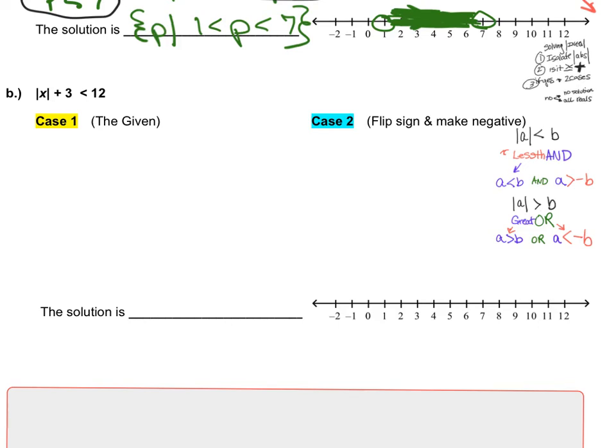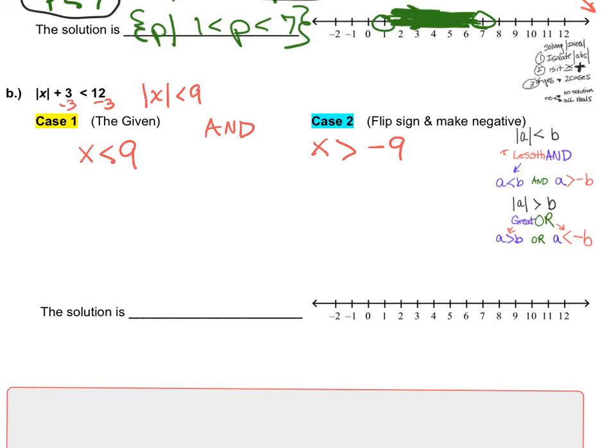First, we have to isolate the absolute value part. It's not isolated yet, so the very first thing I'm going to have to do before I continue is to isolate. Then I get the absolute value of x is less than 9. Less than, so I know it's an and. Case 1 is the given. Case 2 is the greater of the negative.